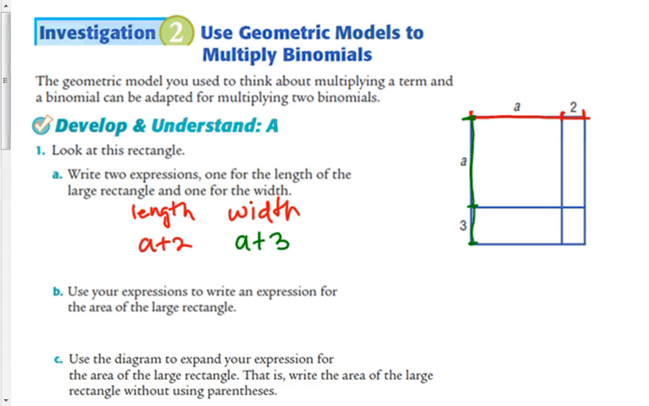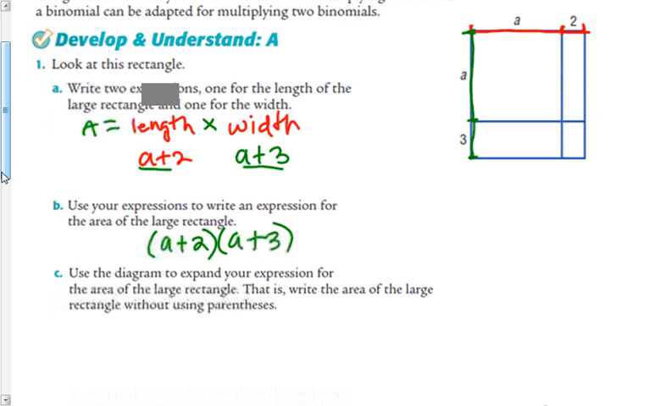And part B says use your expressions to write an expression for the area. Well, the area is just length times width, so we just need to do our length times our width, and I'm going to use parentheses to help me do that. That would be a plus 2 times quantity a plus 3, like that. Then it says use the diagram to expand your expression for the area of the large rectangle. That is, write the area of the large rectangle without using parentheses.